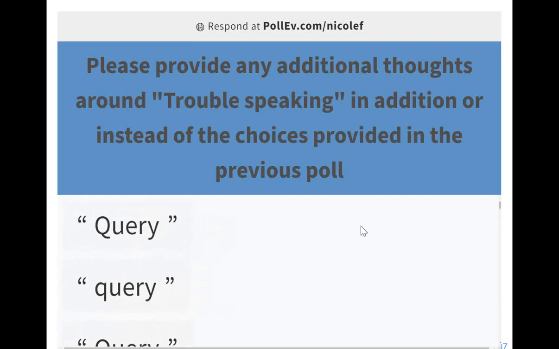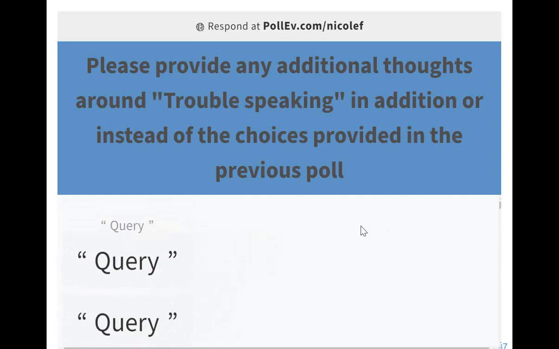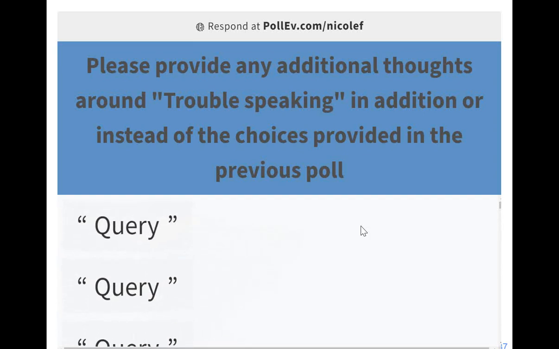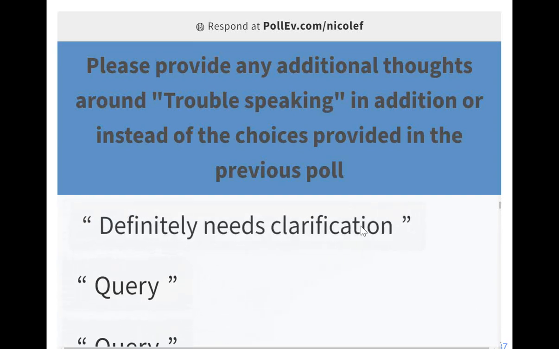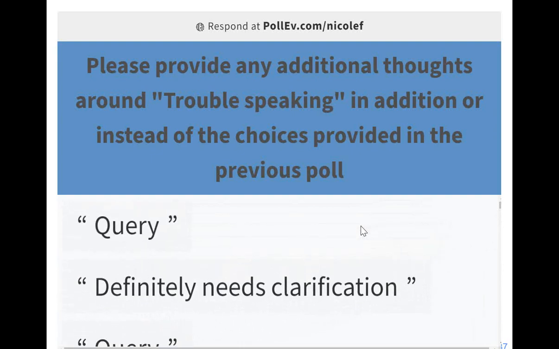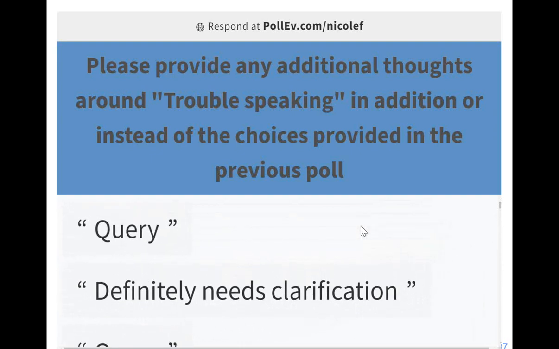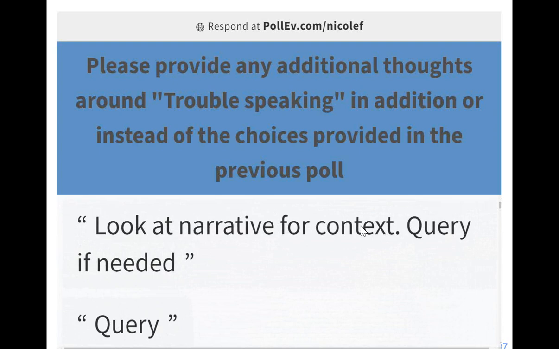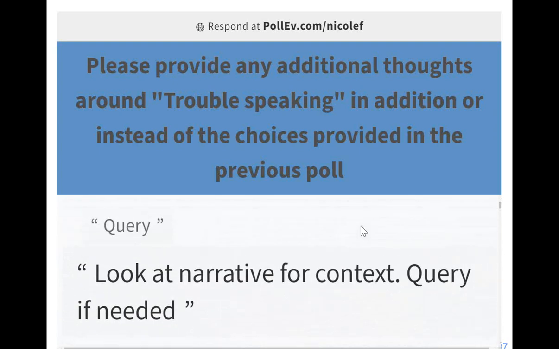Yes, seeing that trouble speaking may be a sign and symptom of, let's say, a stroke, all the way to something psychological, or even, as someone mentioned, difficulty with language. There are so many possibilities out there that I would definitely want to query in order to get additional context and perhaps capture what's being reported accurately.